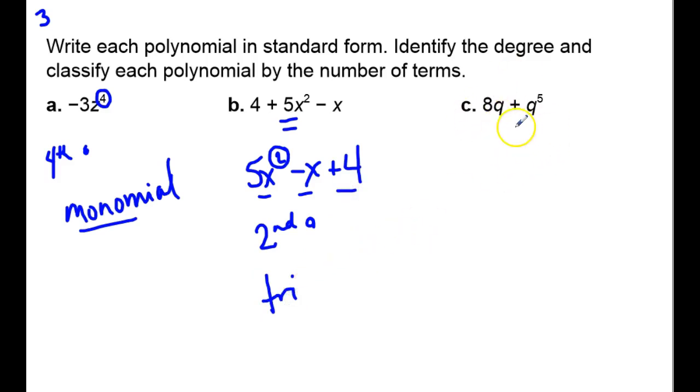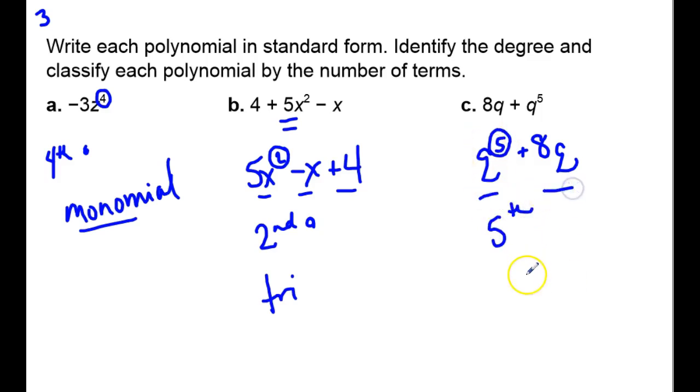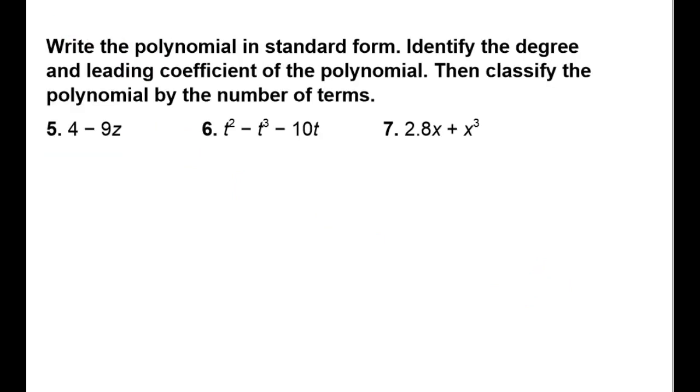So now let's look at part C. First putting it in standard form, finding the highest, so it's that q to the 5th plus 8q, right, because highest exponent to lowest. And then my degree would be that highest, so this would be a 5th degree. And I see I have 2 terms, so it's a binomial. So here are your next monitoring progress. Check these out and try them.